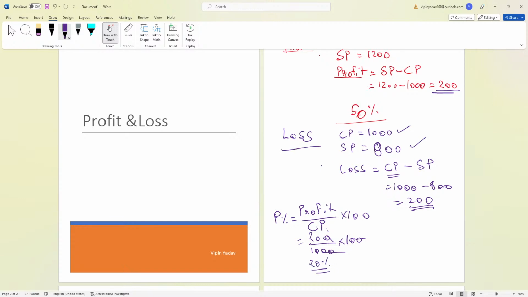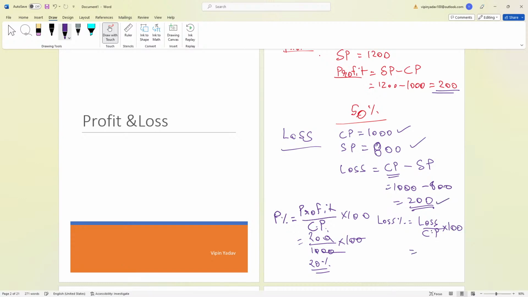If I talk about loss, how much loss has he got over here? Would you like to try and tell me in the chat what will be the loss? Till then, let me write the formula over here. The loss formula will be loss upon cost price into 100. If you want to try, you can try. If you don't, it's completely fine.